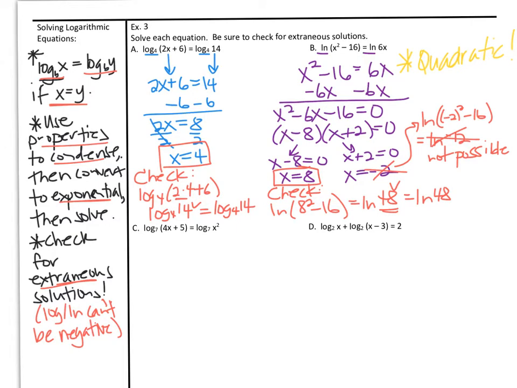All right, you guys try example C. Log base 7 of 4x plus 5 is equal to log base 7 of x squared.